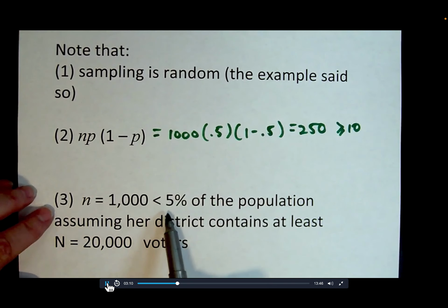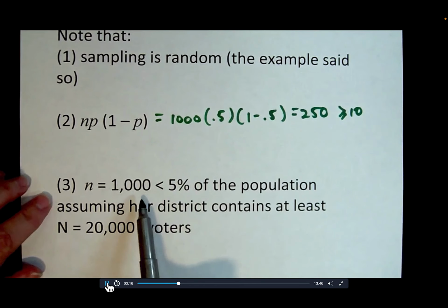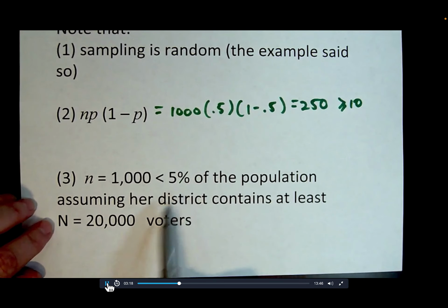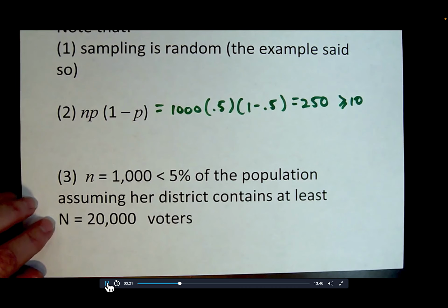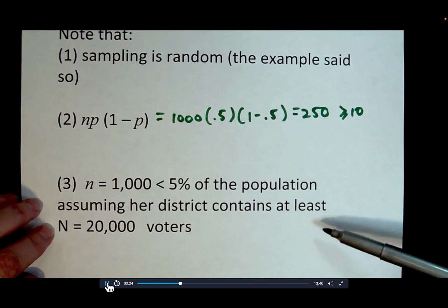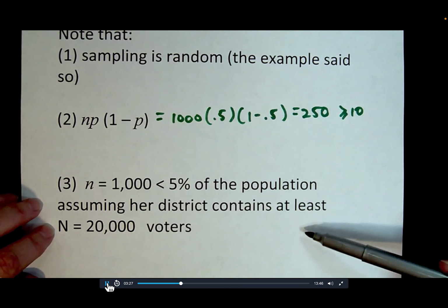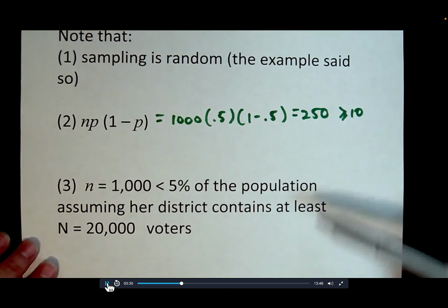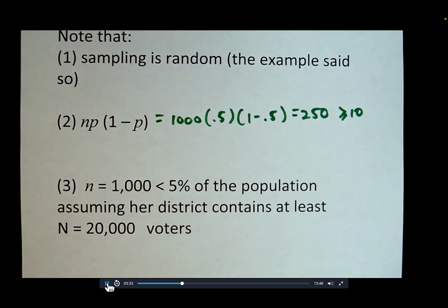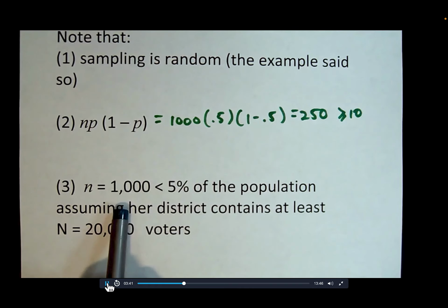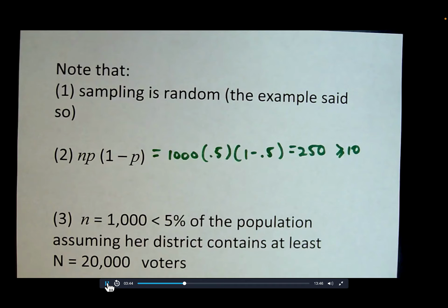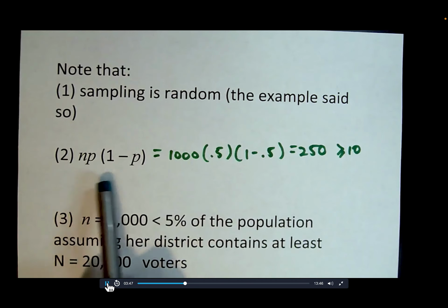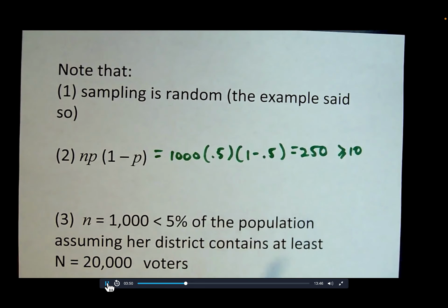So what's number 3? The sample size needs to be less than 5% of the population. Her sample size is 1,000. That'll be less than 5% of the population, assuming her district contains at least 20,000 voters. So what we end up saying in this class is just that, yeah, it seems reasonable that the sample size is less than 5% of the population. So it seems reasonable to assume that the people selected are independent of each other. The only calculation in here is this np times 1 minus p. That's got to turn out to be greater than or equal to 10.